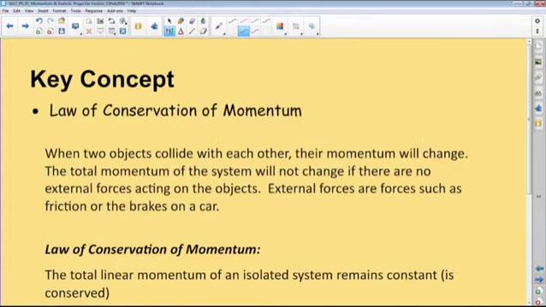All right, now we're going to talk about the conservation of momentum. This is really important. This is going to come up.